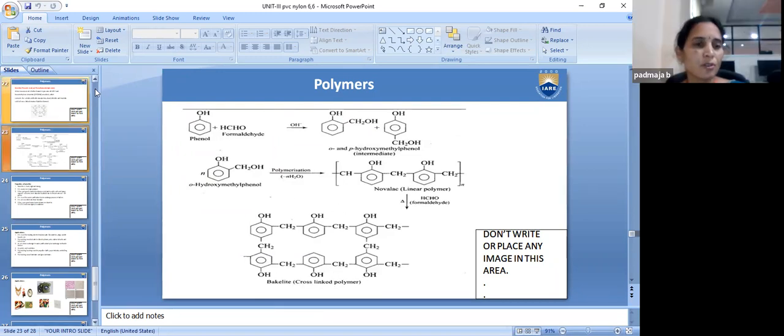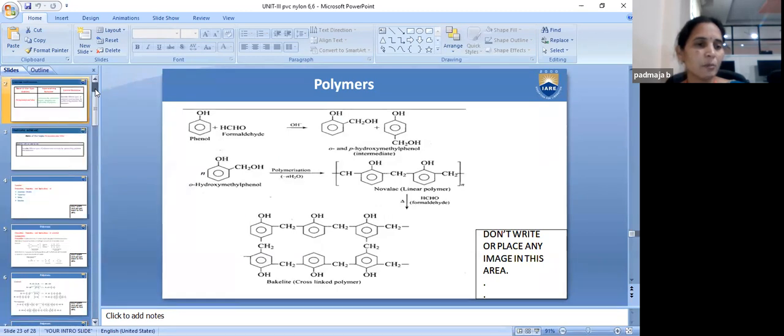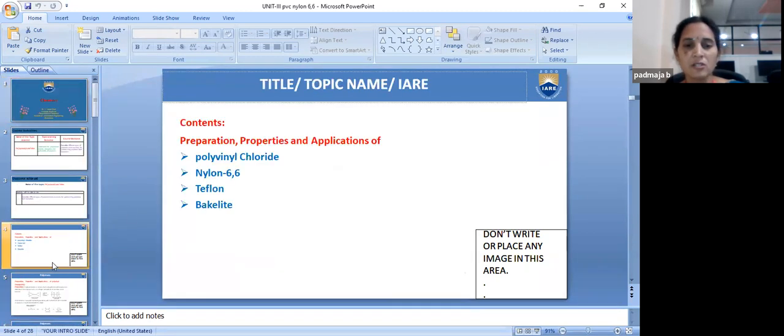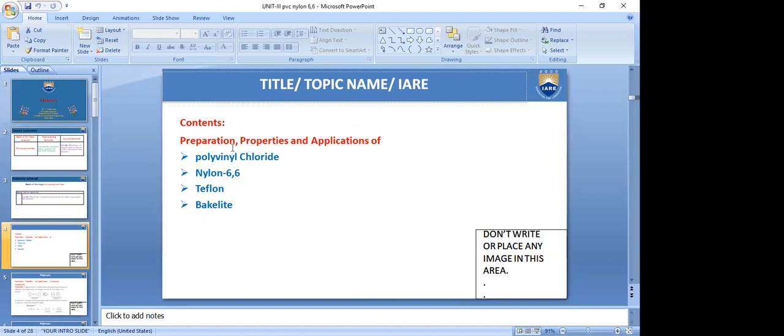Out of these four, what we discussed: preparation, properties and applications, students. Polyvinyl chloride and Teflon are prepared by addition polymerization, whereas nylon 6,6 and Bakelite are prepared by condensation polymerization. Clear, everybody?